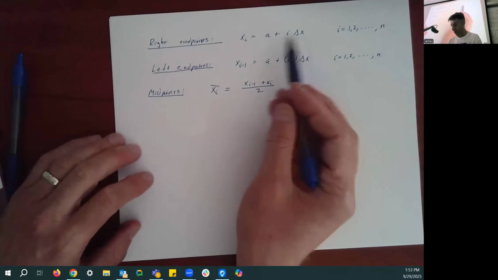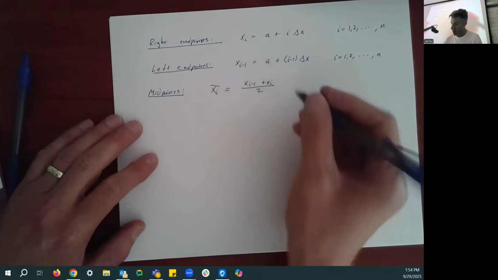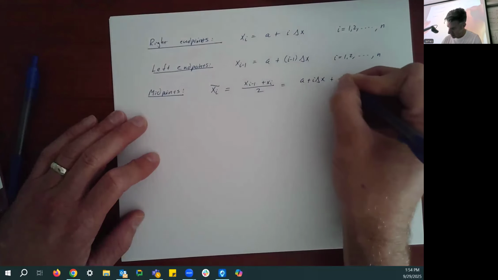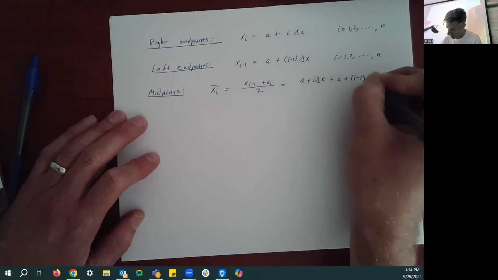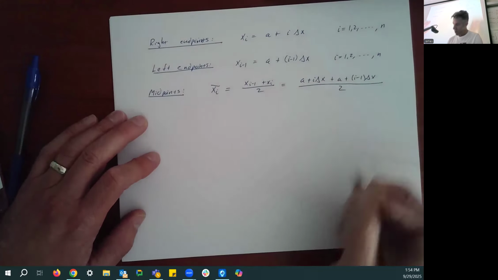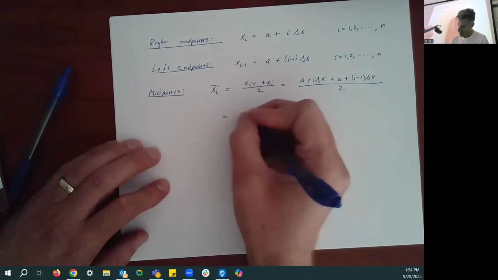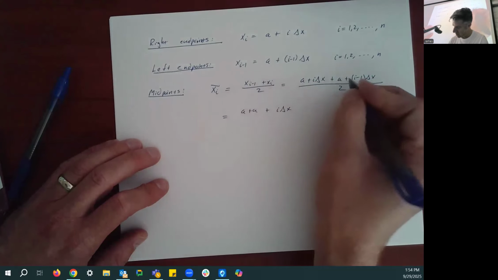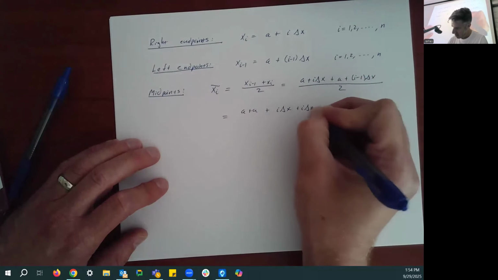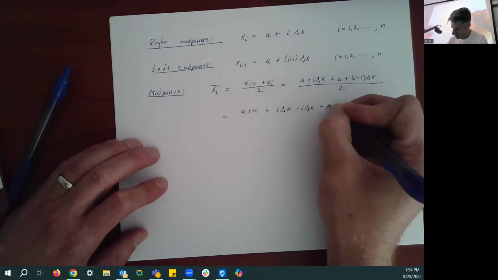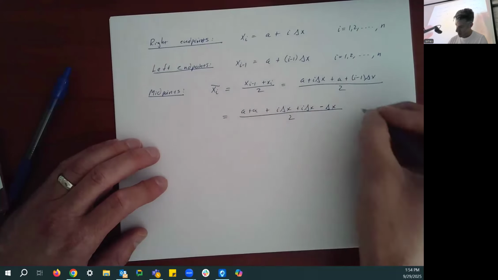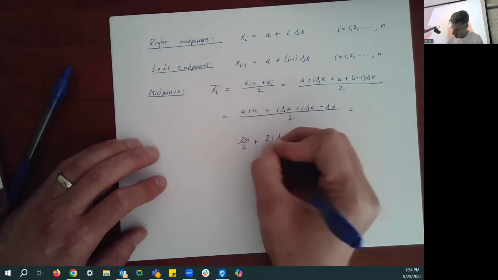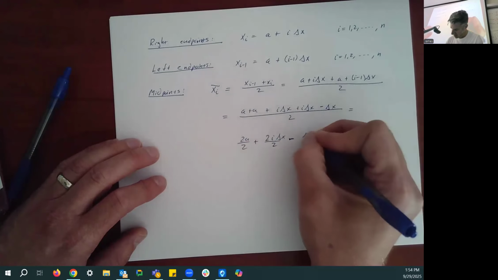Which you could then throw into that formula and get an expression for that. So it's going to be a plus i times delta x plus a plus i minus 1 times delta x, all over 2. Combining some terms, look at what we get. We get a plus a plus i times delta x plus another i times delta x minus 1 times delta x, all over 2. So we get 2a over 2 plus 2i delta x over 2 minus a lonely delta x over 2.